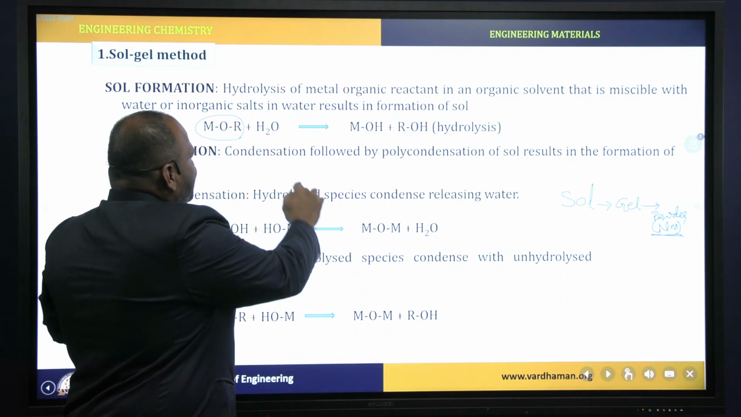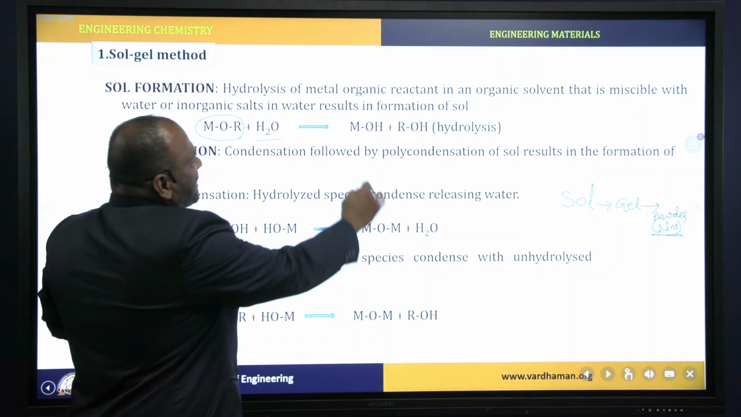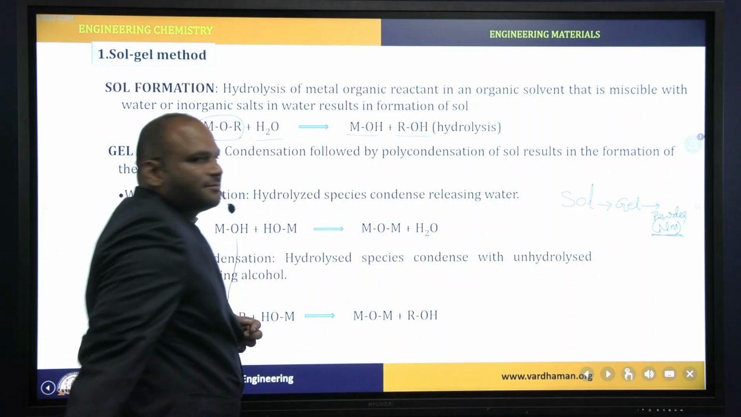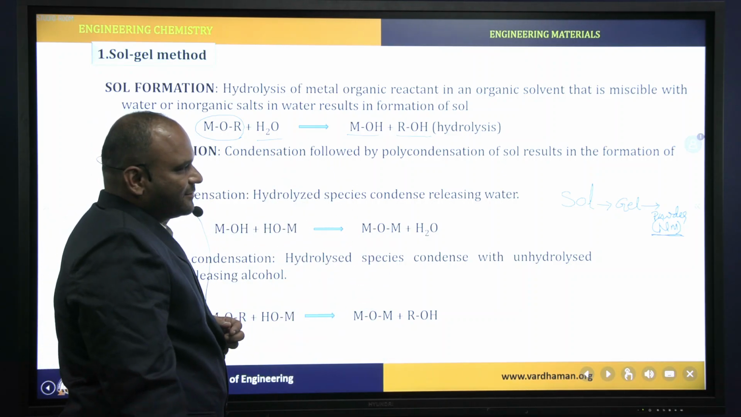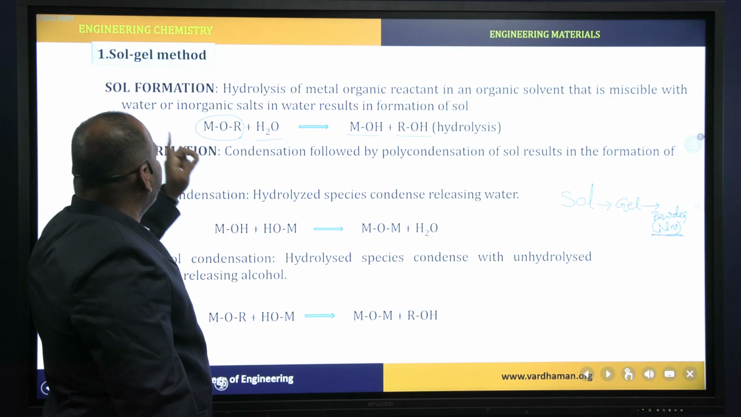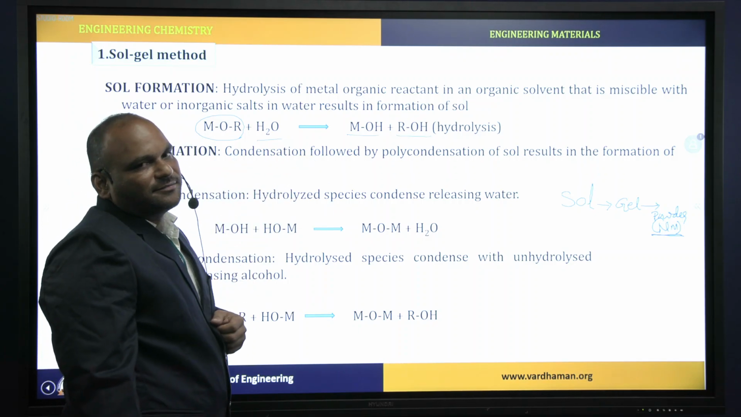These metal alkoxides upon hydration are converted into metal OH and alcohol. This reaction is what? Hydrolysis reaction. In this reaction, hydrolysis takes place. That is, hydrolysis, nothing but formation of sol.